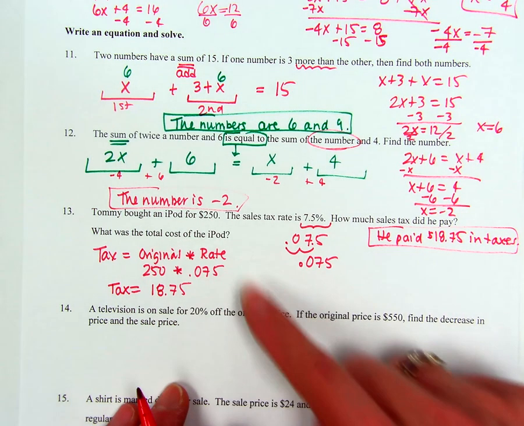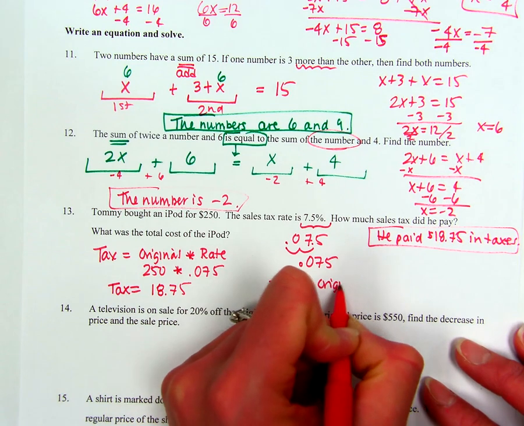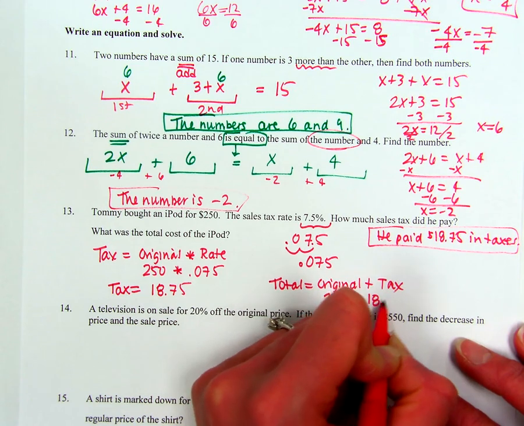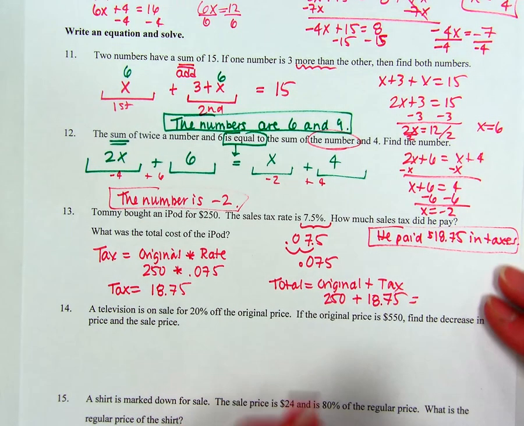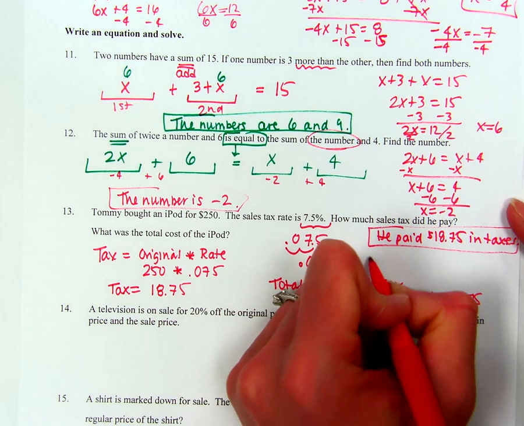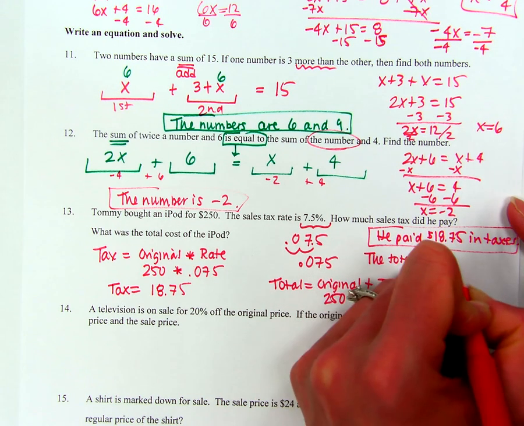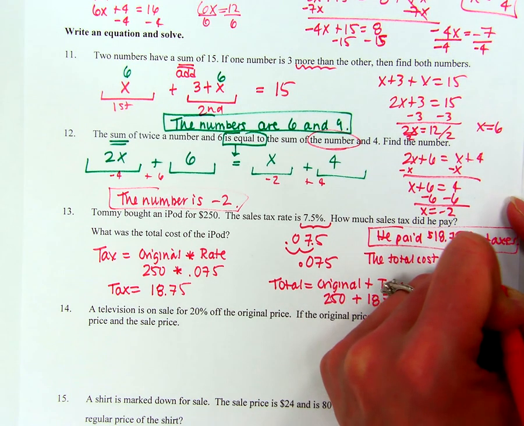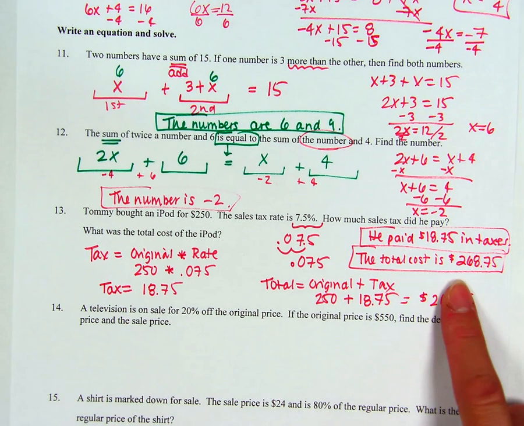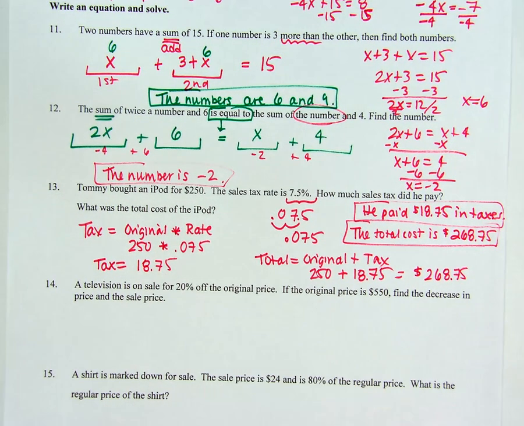And then what is the total cost of the iPod? So the total is going to be the original plus the tax. So we're going to do $250 plus our $18.75. And if you do that, then you're going to get $268.75. So the total cost is $268.75. So make sure that you actually answer the question. That's why we want you to write a sentence. It helps us actually get the correct answer, and not just stop when we solve and get some number.